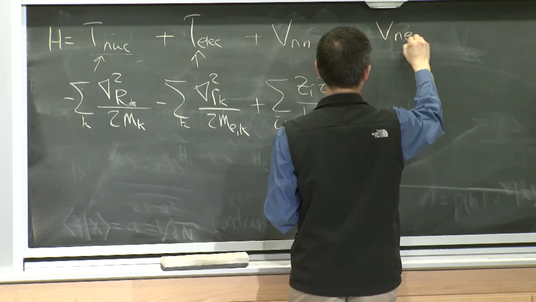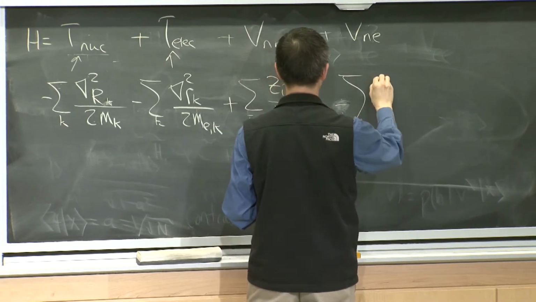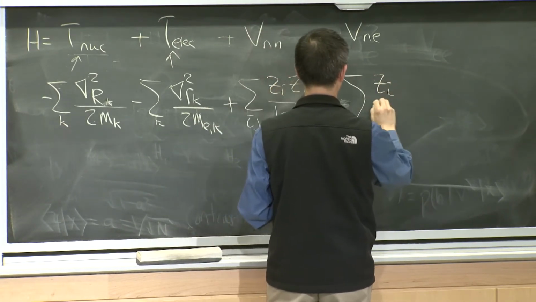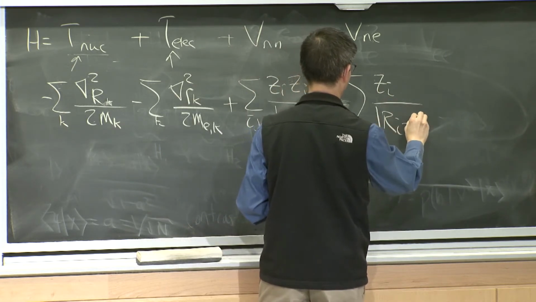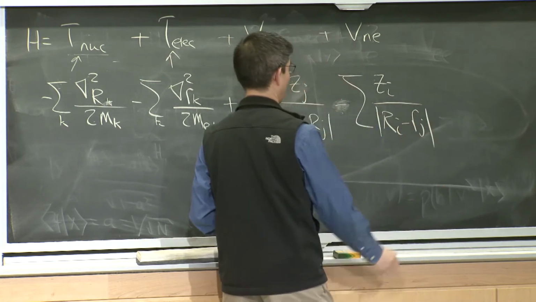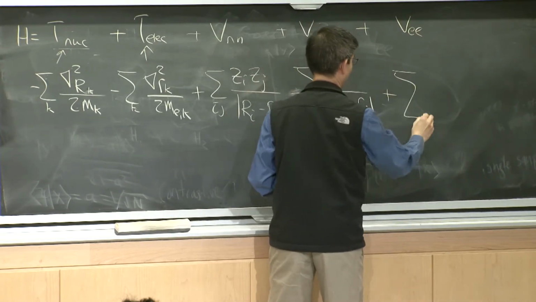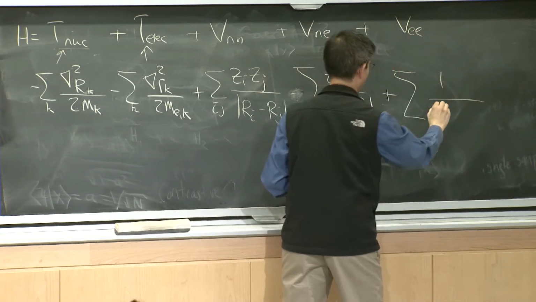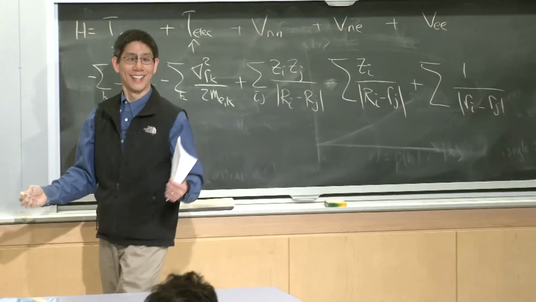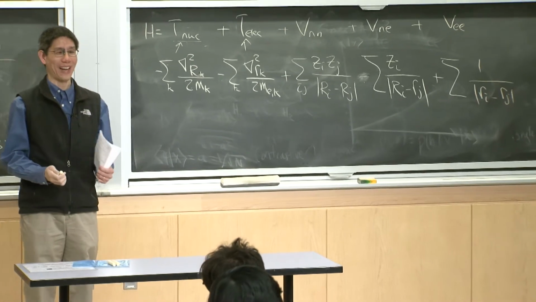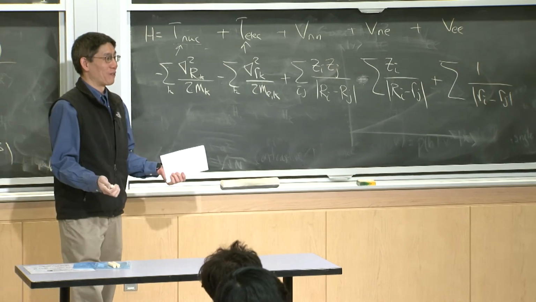Then the nuclei-electron interaction. Now the sign flips back. We have Zi, and the electron is unit charge, over Ri minus rj. And then electron-electron: here we have unit charge, again, ri minus rj. Done. That's it. This is a straightforward Hamiltonian to write down. It governs any molecule. I ought to be able to write it down for nitrogenase.